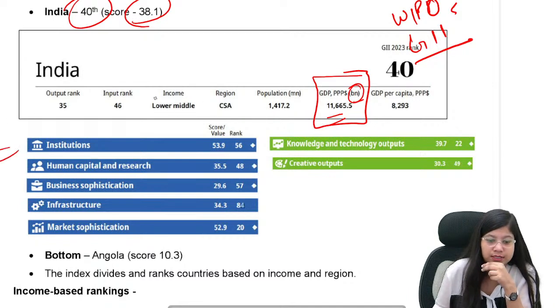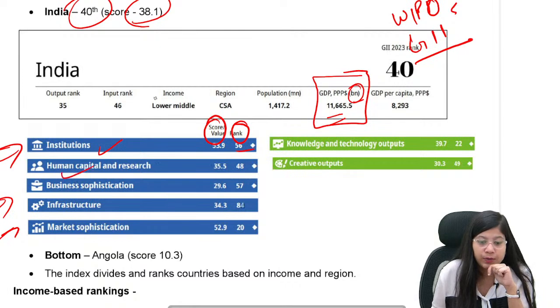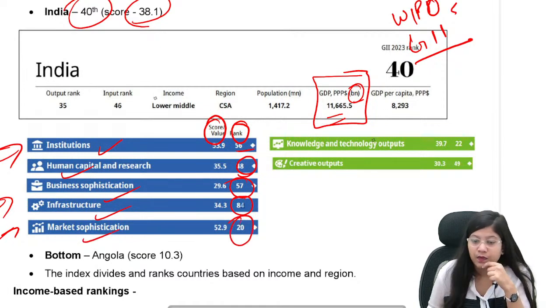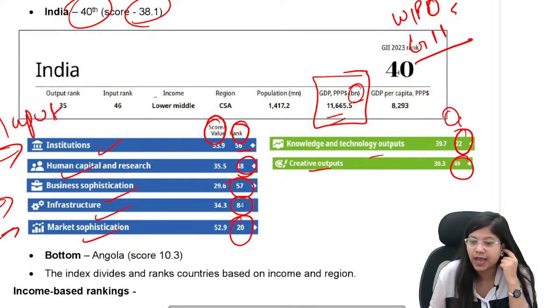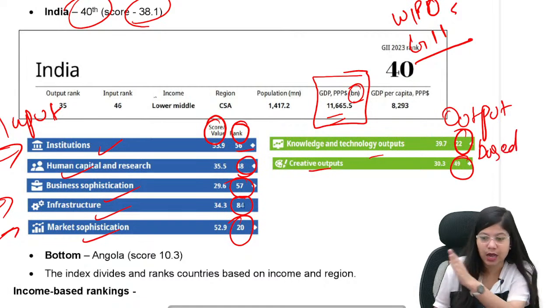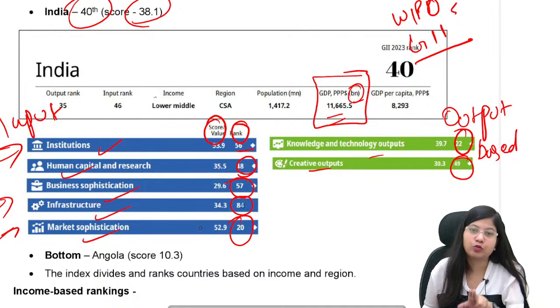Now here you can clearly see India's score and India's rank in different parameters of this Global Innovation Index. For example, in institutions, India ranks at 56th position. In human capital and research, 48th position. Business sophistication, 57th position. Infrastructure, 84th position. Market sophistication, 20th position. Knowledge and technology output, 22nd position. Creativity output, 49th. So these are the input based parameters and these are the output based parameters. The category of parameters are 2 in this index: output based, input based. In inputs these are the pillars, in output knowledge and creativity outputs are the pillars.